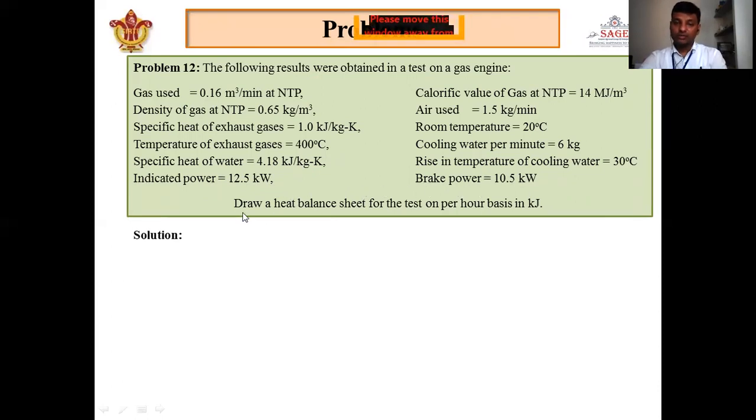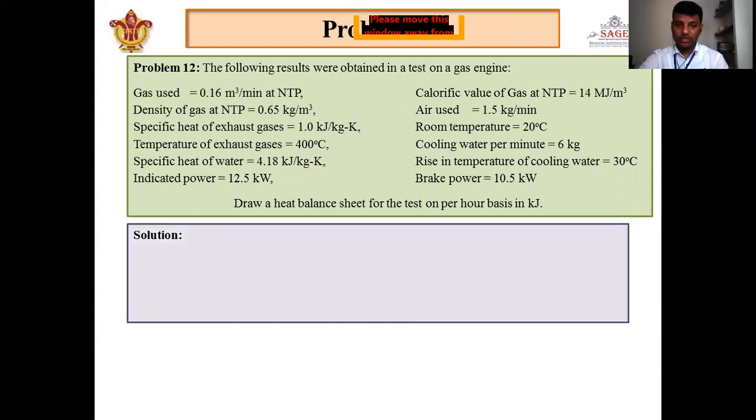So what has been asked? It has been asked to draw a heat balance sheet for the test on a per hour basis. Meaning when we run the engine for 1 hour, on the basis of that we have to draw the heat balance sheet. We have already seen the various things that we require: the total amount of energy that is getting supplied to the engine and how the energy is distributed in various activities. We have to do that only.